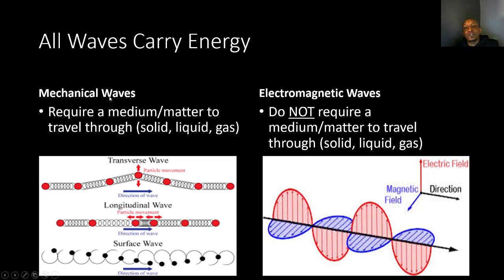Now, the biggest difference between mechanical waves and electromagnetic waves is that mechanical waves require a medium in order for them to travel. So they need a solid, liquid, or gas to travel through. Electromagnetic waves do not require a medium to travel through. So they don't require a solid, liquid, or gas. They can travel through the vacuum of space to get to Earth.